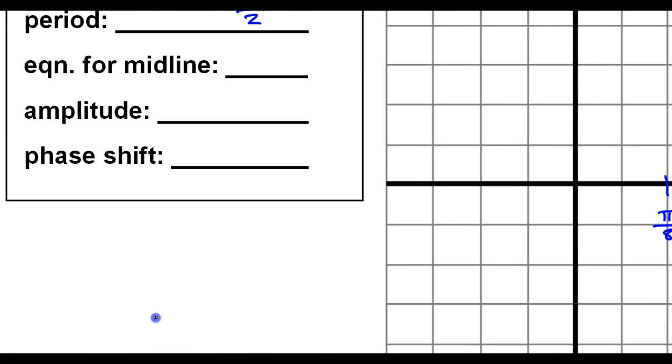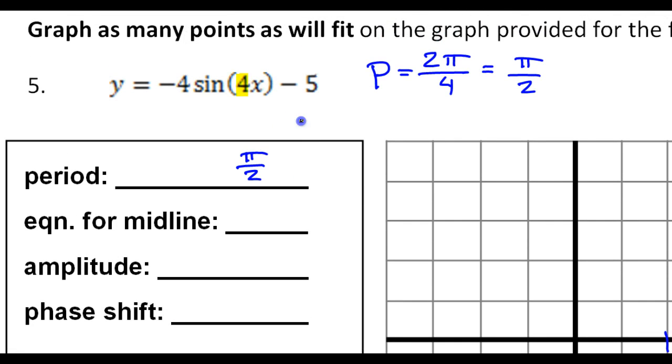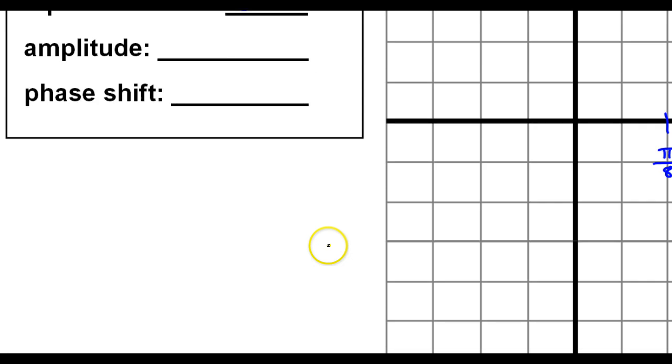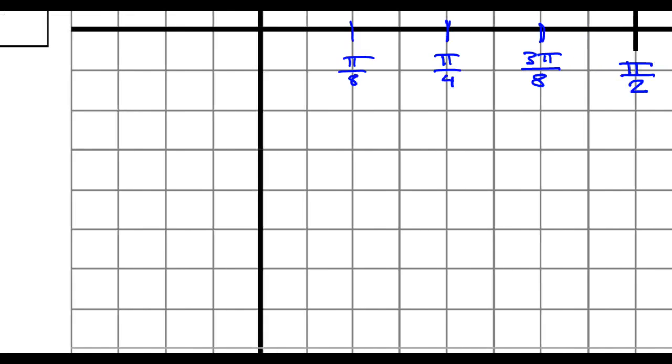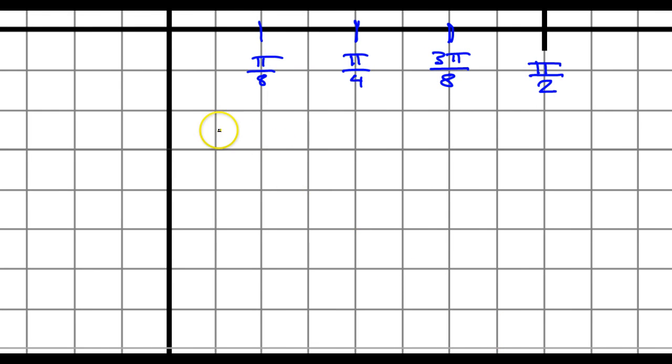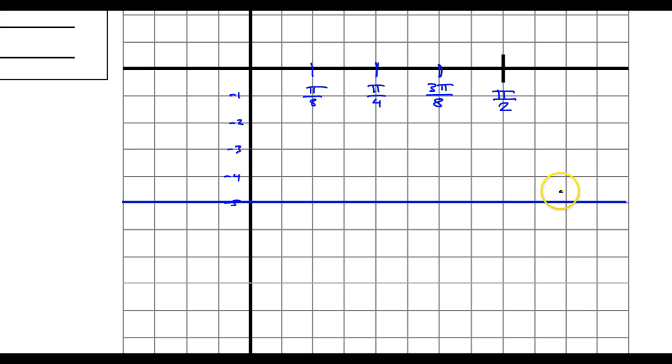Now the equation of the midline is going to come from this vertical shift right here. So the midline is going to be y equals -5. Don't forget your y equals. That's why we have this extended extra long graph. So -1, -2, -3, -4, -5. Our midline will be right here. There is our midline.